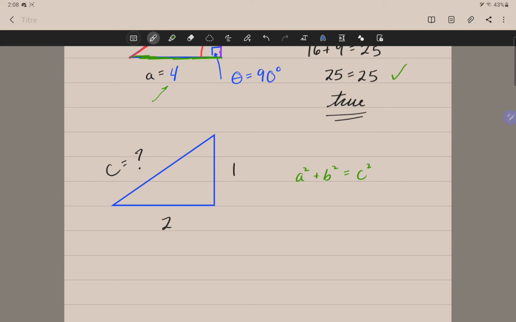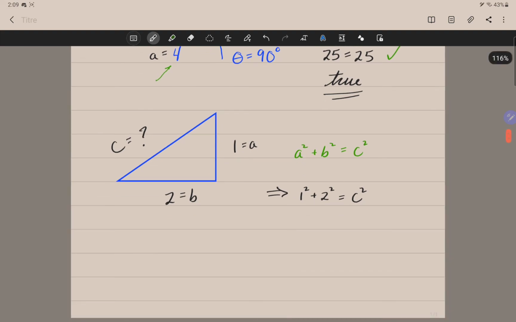So we can plug in the others. Let's say that 1 equals a, and let's say that 2 equals b, in order to plug it into our equation. So we put these in. If a is 1, then we have 1 squared plus, and b we know is 2, so 2 squared is equal to c squared. And we know that that's the side that we're trying to solve for. So let's do this math out.